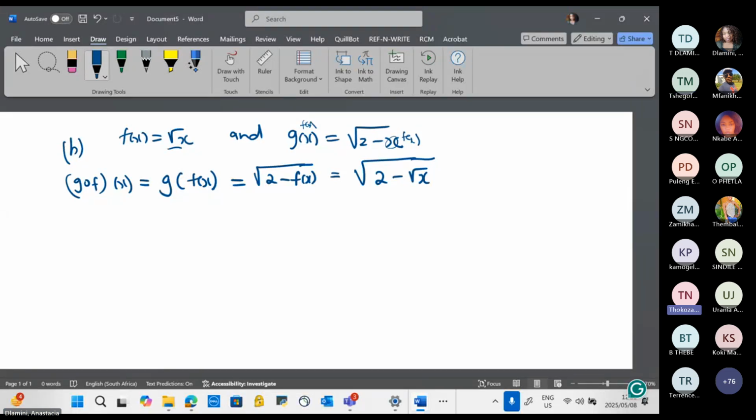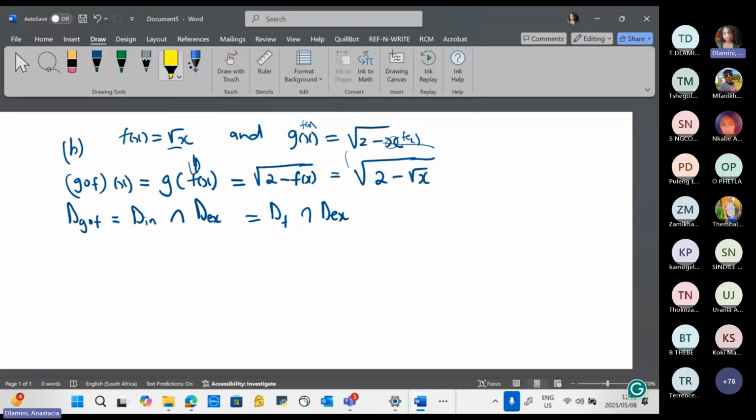Yes, ma'am. Now the domain of g of f is what? It is the intersection of what? The domain of the inner function and the expression. But what is the inner function in this case? F of x. The inner function is the function that is inside. So that's the domain of f and the domain of the expression. And we know the expression is the composition we found here. I don't want to say the domain of the composition, but the domain of this expression here.